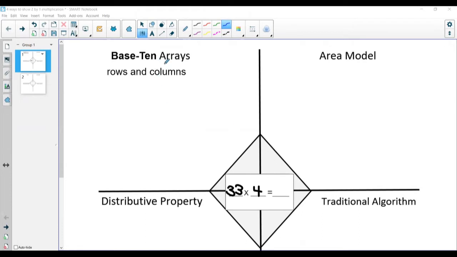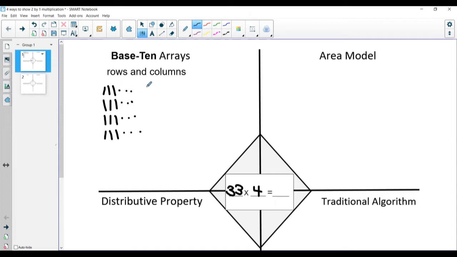When we think about arrays, we are thinking about rows and columns. For 33 times 4, I have 33 4 times, and I'm going to show that in rows. So here I go. I'm using base 10 blocks. There's 33 once, twice, 3 times, and 4 times. So here is my arrangement of 4 rows of 33.